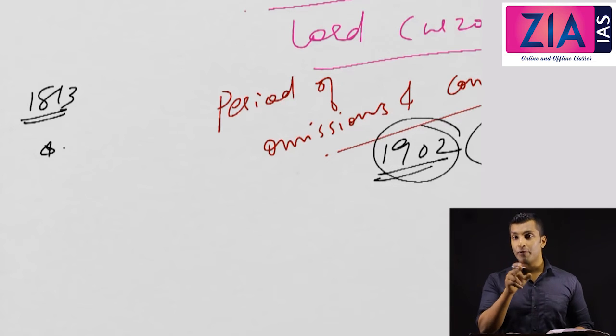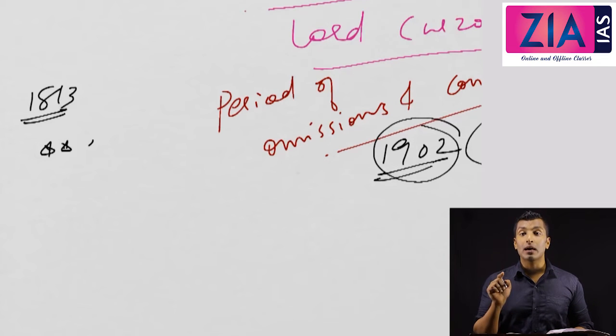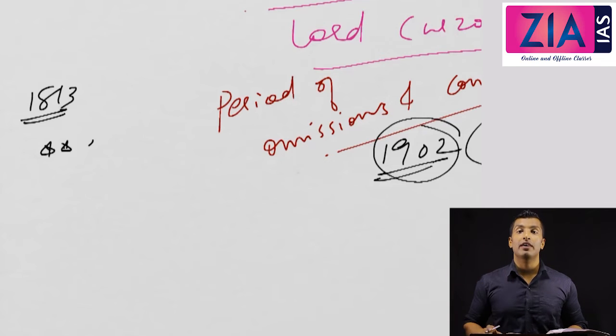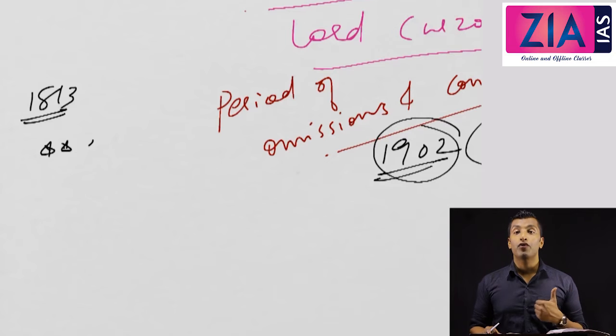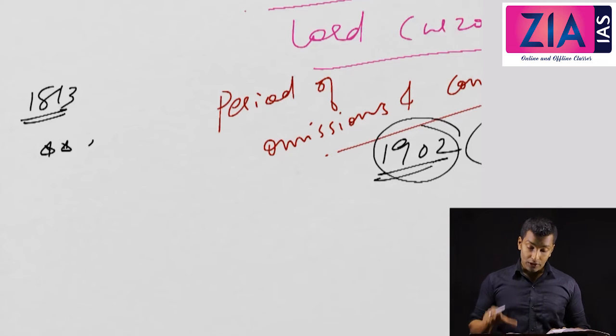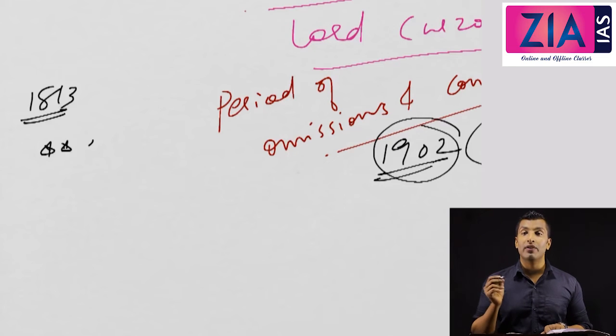The second point in the Charter Act of 1813 was related to education. The company was asked to spend rupees 1 lakh for the betterment of education in those areas where they had control. So the first effort for the development of education happened in 1813. Then you can see various efforts at improving education.